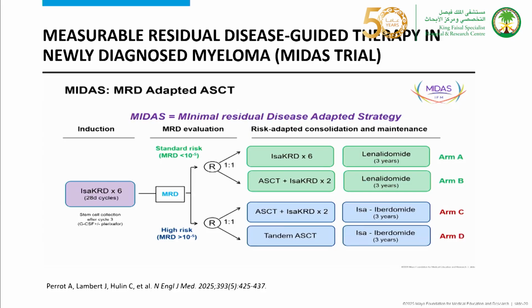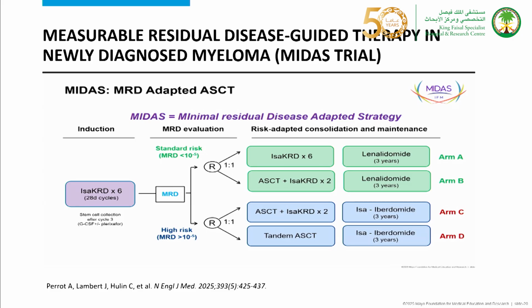And so this is isatuximab with carfilzomib, lenalidomide, and dex, and patients then are evaluated after 6 28-day cycles for MRD. And based on whether they're 10 to the -5th below that level or they're above, they're called high risk if they didn't get into MRD negative status with the 6 cycles. So the green is the ones that got to MRD negative, and those patients are randomized to either have more ISA-KRD with lenalidomide maintenance or a transplant with 2 consolidative cycles with the lenalidomide.